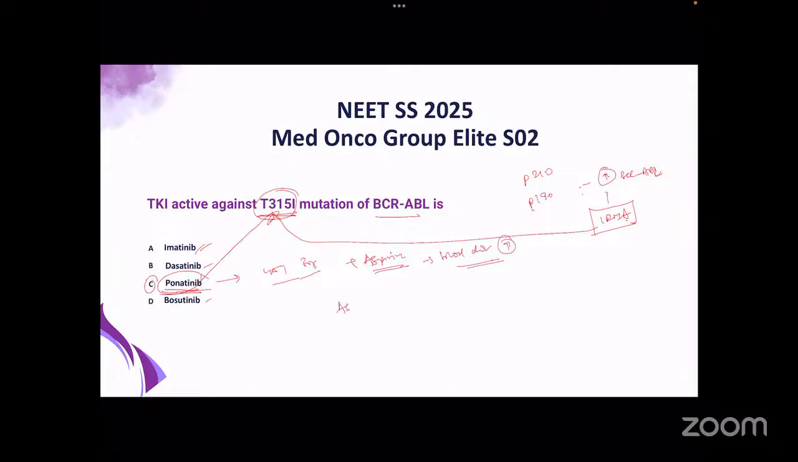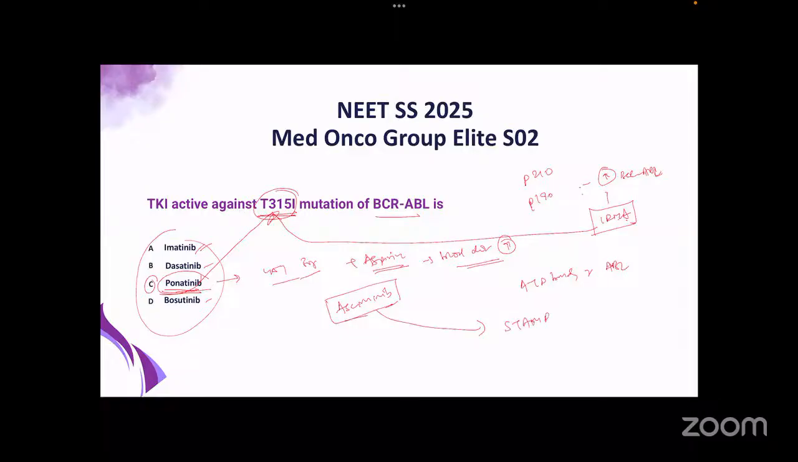There is a new drug called asciminib. Asciminib, all of you need to know because it has recently come into the guidelines as one of the first line drugs. How is it different from all these drugs? So all these drugs act at the ATP binding site of BCR-ABL, but asciminib acts by a mechanism called STAMP. Okay, so it is a specific binding to the myristoyl site of the ABL protein. So it binds at a different binding site.